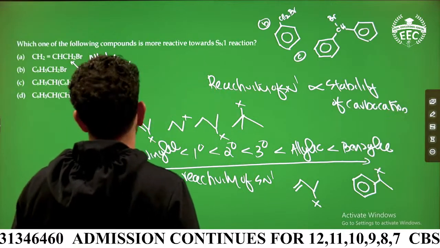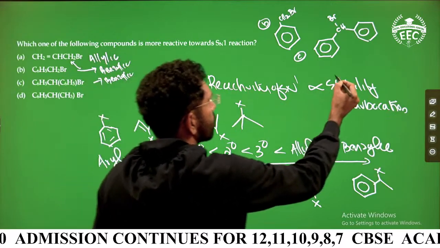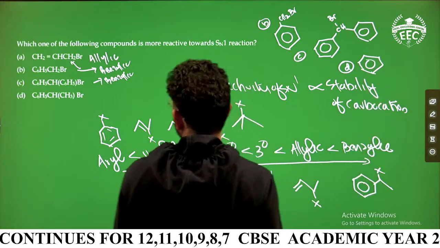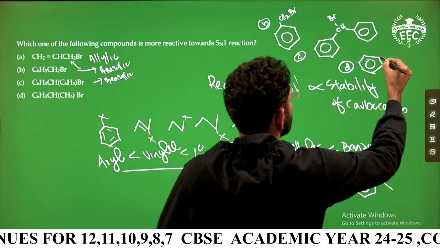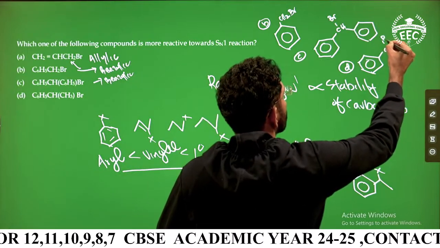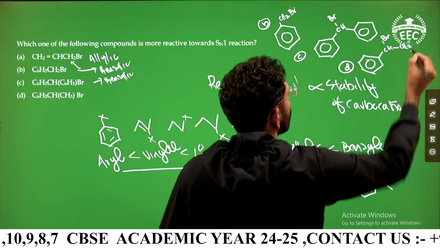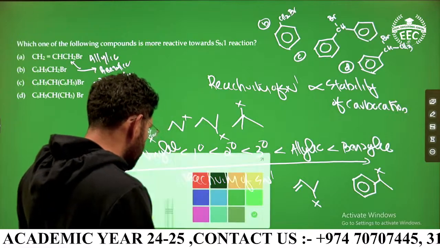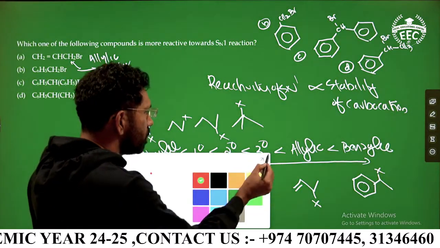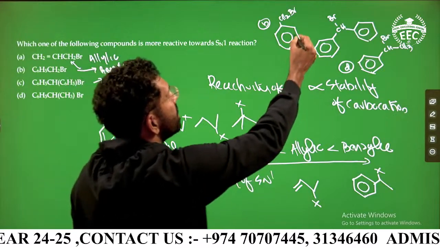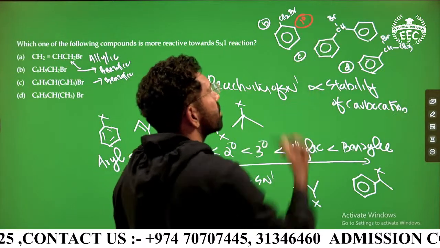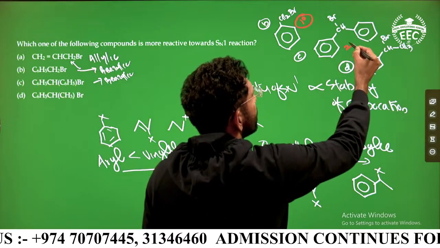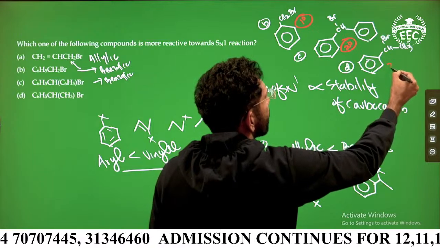And I am expanding compound D. Compound D's expanded version is like that. This is the benzene ring. We have CH, Br, CH3. Now we are discussing all these compounds. This is benzylic primary. This is benzylic secondary.